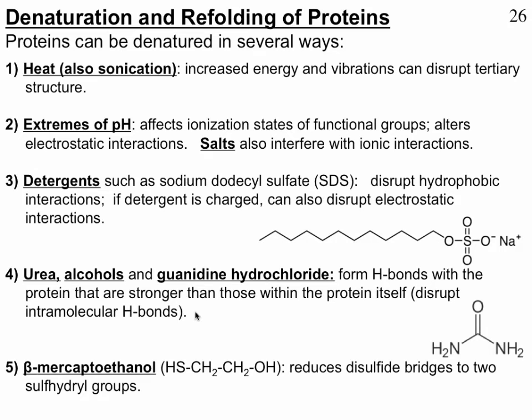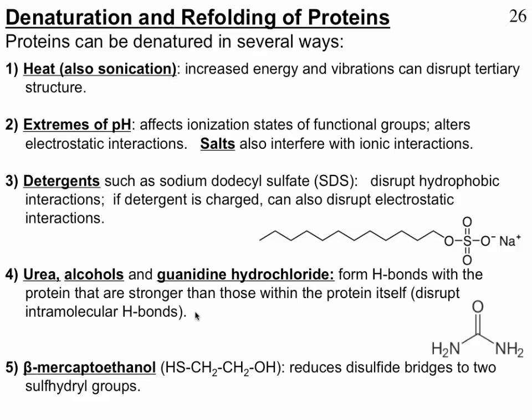So, denaturation and refolding of proteins. Proteins can be denatured in several ways. One is heat, or sonication. So if you apply heat to a protein, say 5 to 10 minutes at 95 degrees Celsius, around the boiling point of water, this increases the energy and vibrations of the bonds and disrupts the tertiary structure.